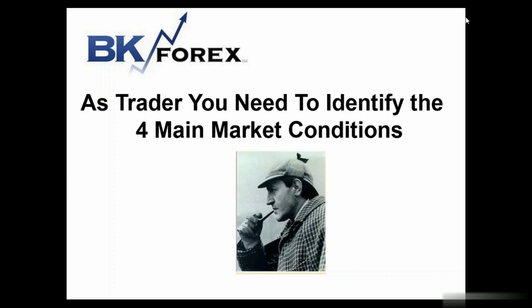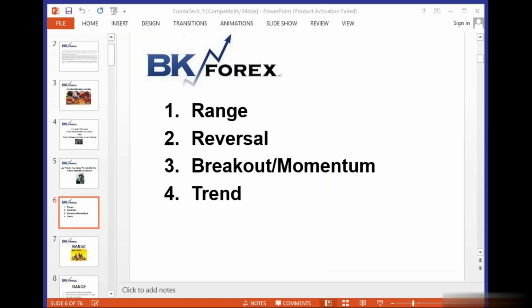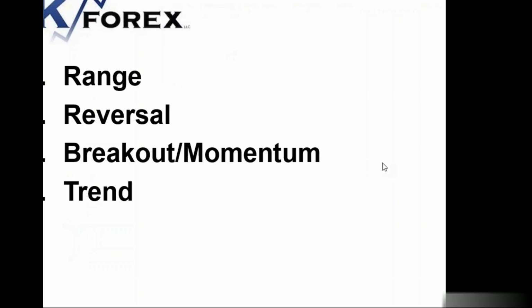So we want to start by saying that there are four types of markets. Range, reversal, breakout, momentum, and trend.